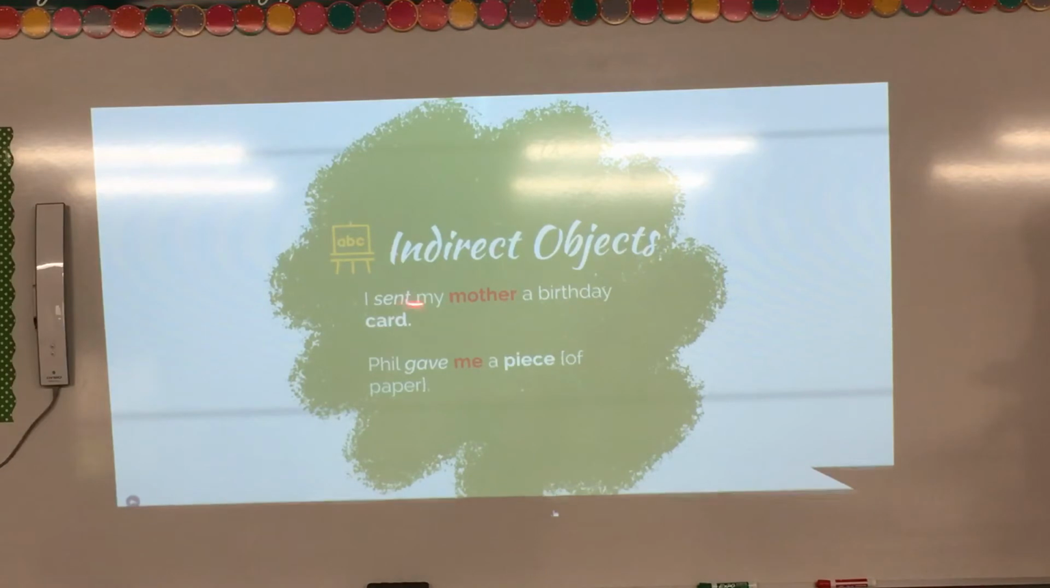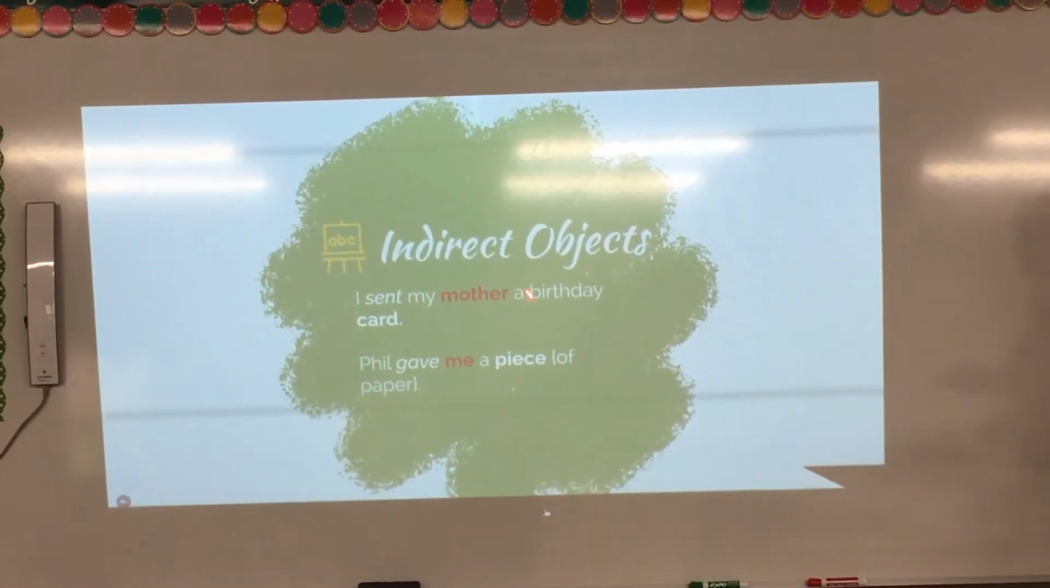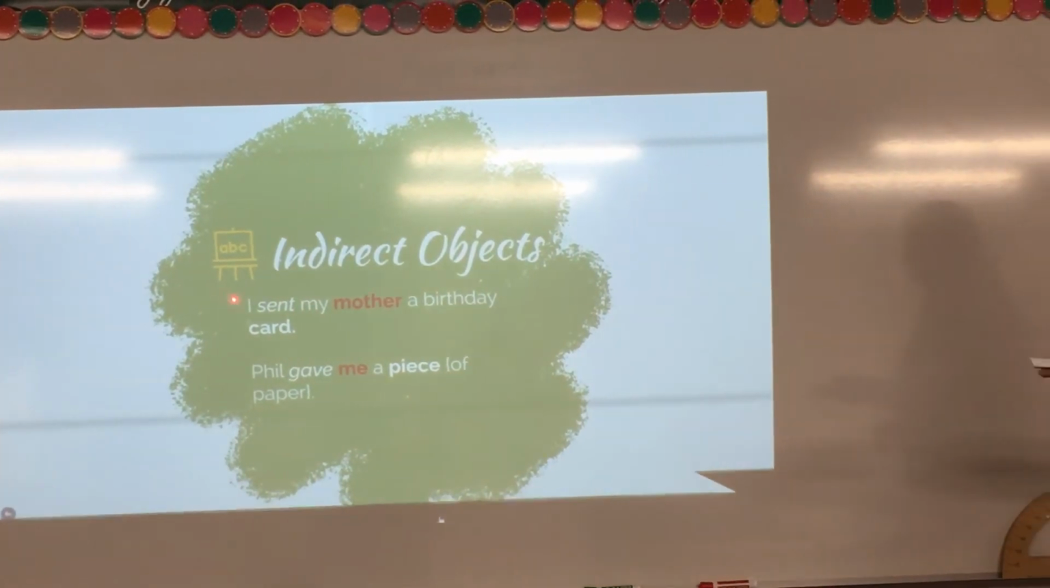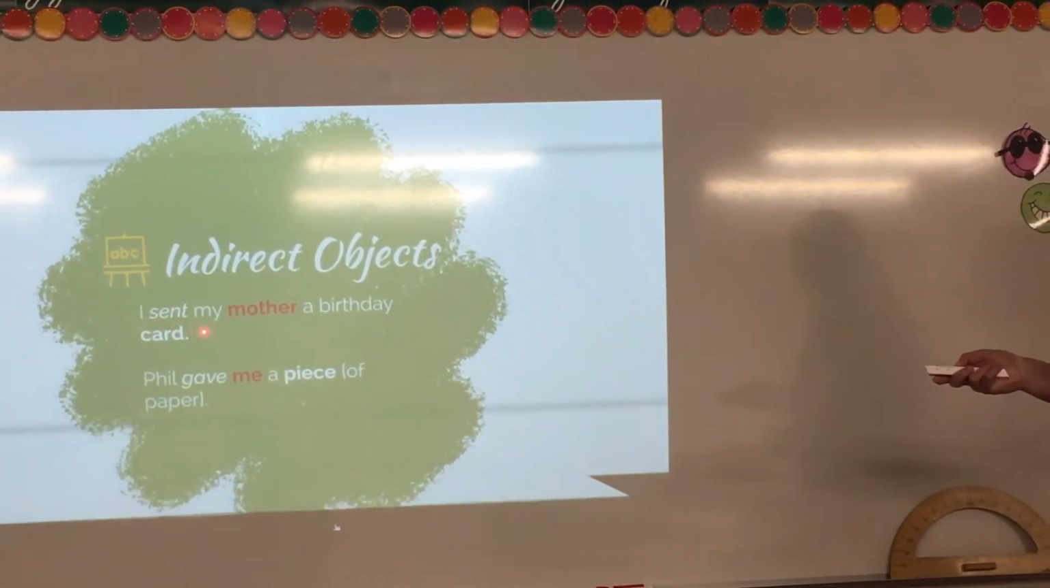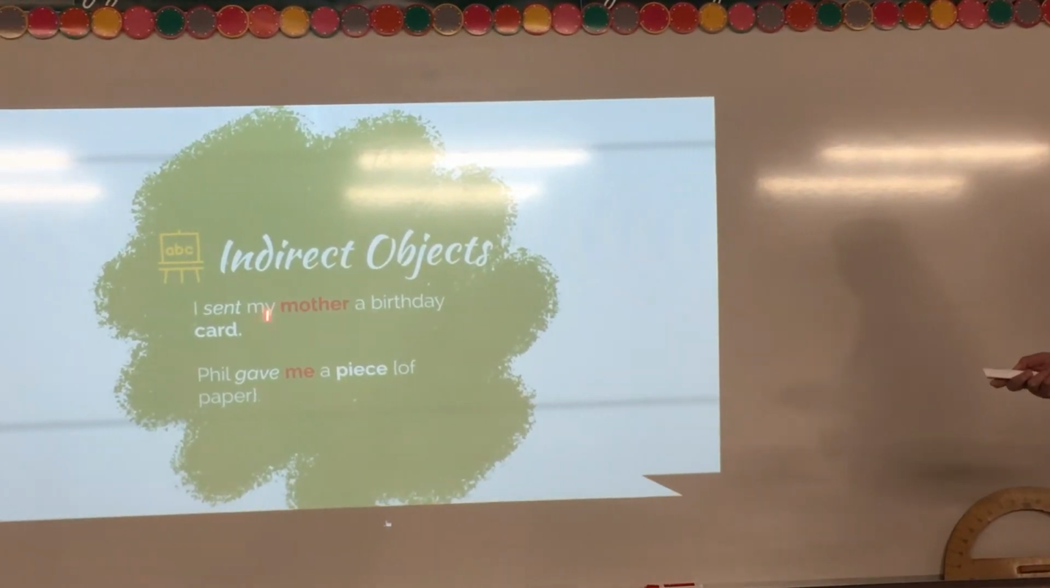I sent my mother a birthday card. Okay, so first step, find your verb. I sent, there's your verb. And then find our direct object. Sent what? Card. All right? Sent card to whom? Okay, that's how you find your indirect object. You find your direct object and you ask questions like to whom. Mother. I sent it to mother. And where is it? It's right there. There's the verb. Here's the direct object, and it's sandwiched right in between them.